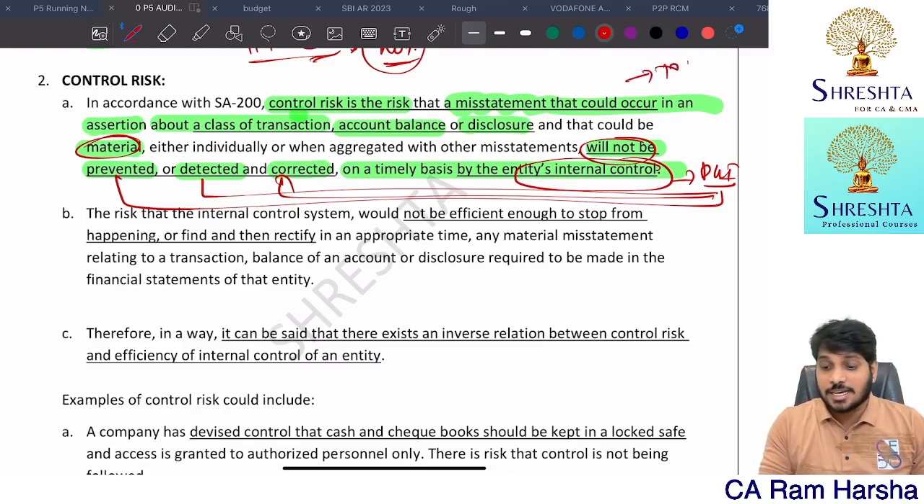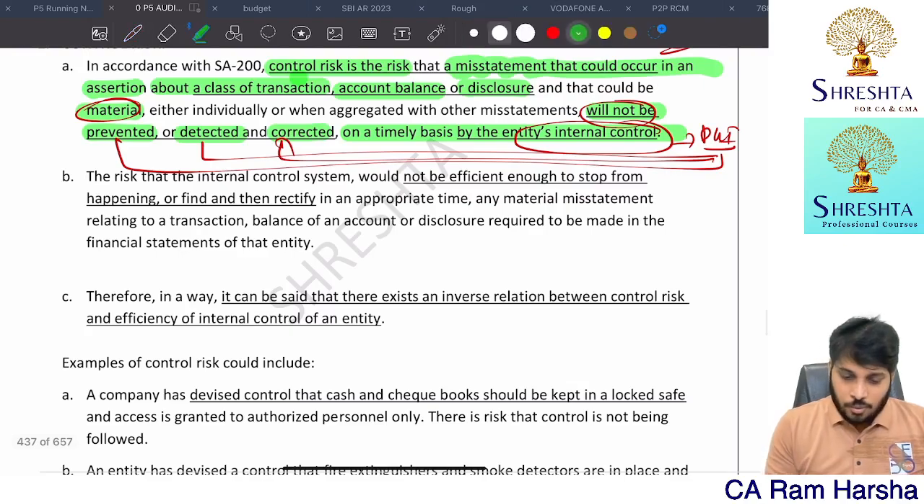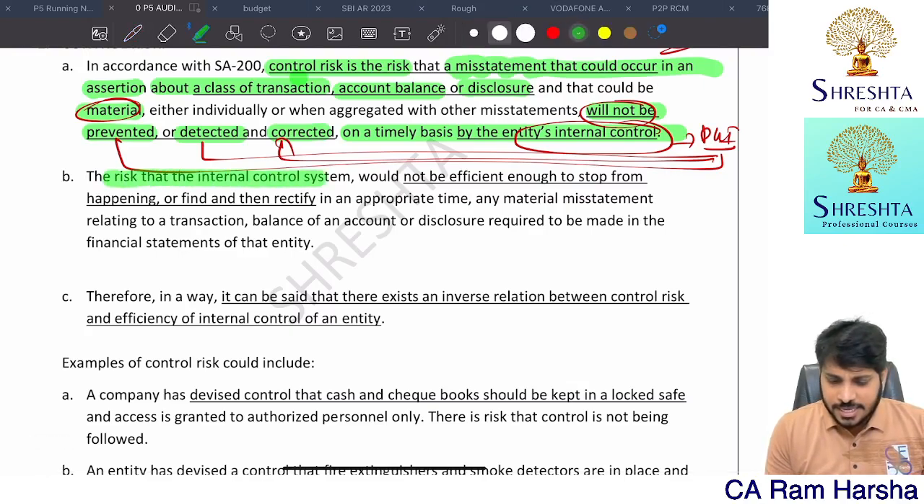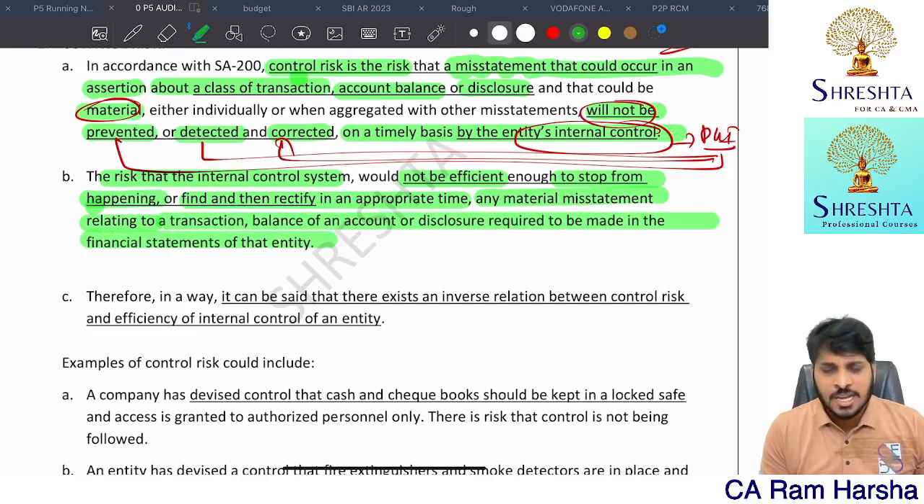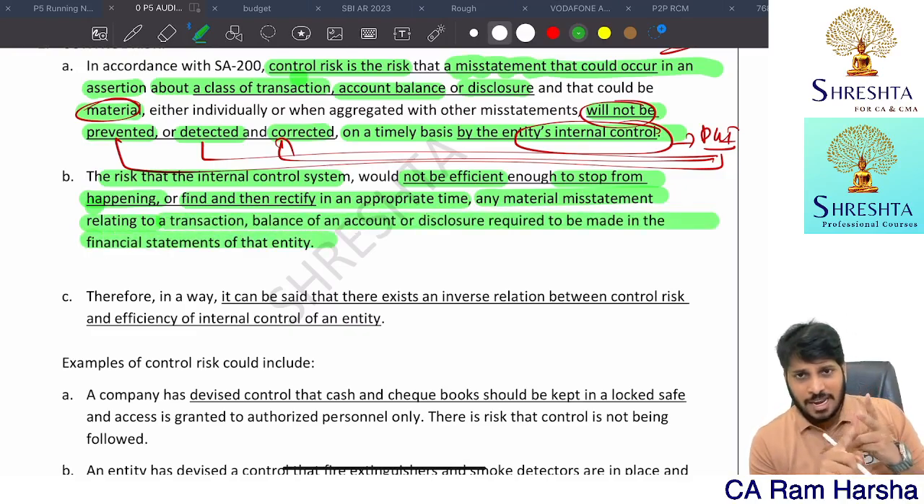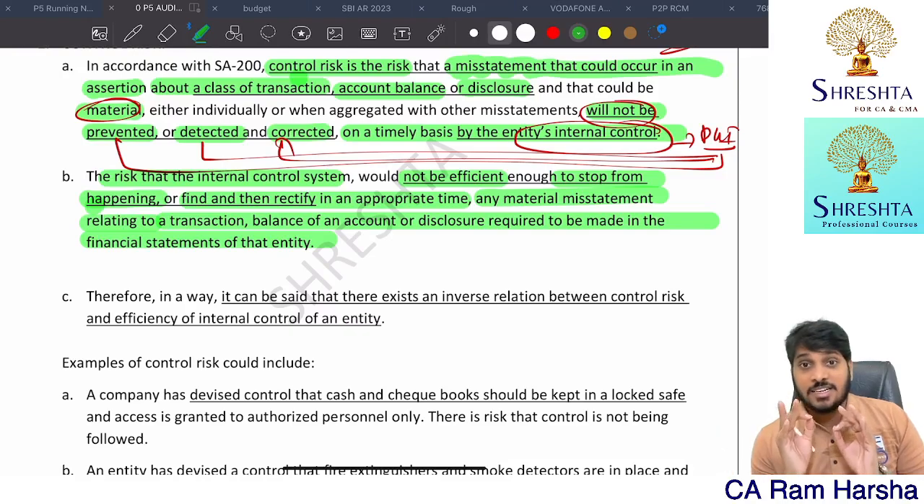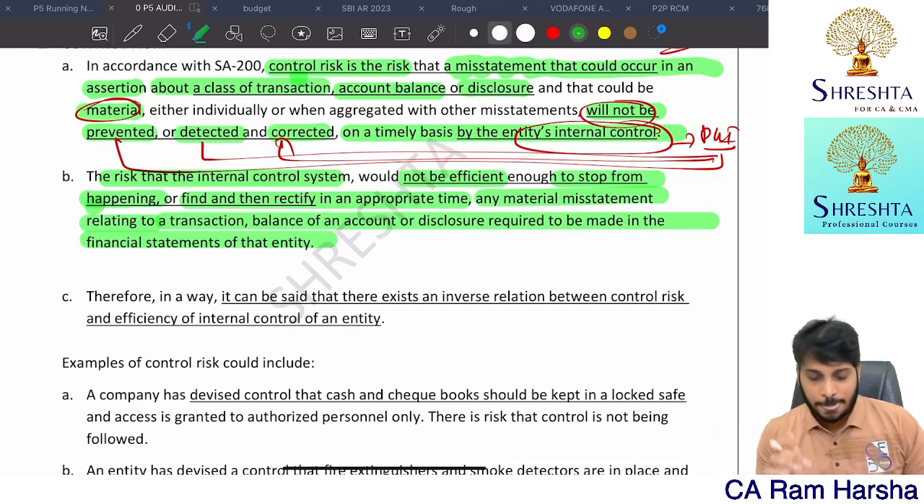Auditors should test the controls to identify whether there is a control risk or not. What is this control risk? This is a risk that the internal control system is not efficient enough to stop from happening, or to find and rectify in appropriate time, any material misstatements relating to financial statements, a transaction, a balance, or a disclosure. So misstatements relating to financial statements are happening that internal controls are unable to stop.